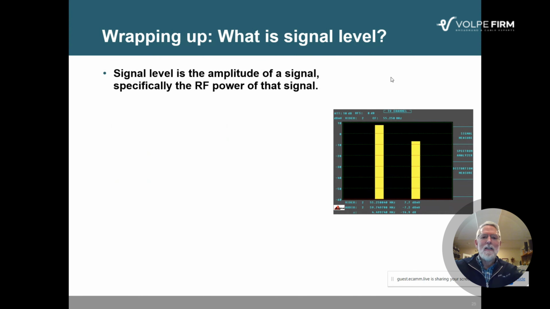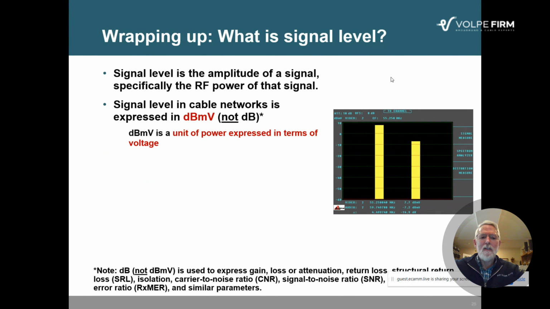So let's wrap up here. What is signal level? Well, it's the amplitude of a signal, but in the world of RF, it's the power of that RF signal. That's what signal level is. Signal level in cable networks is expressed in dBmV, not dB. Remember when we talked about that in our last session on the fundamentals of the decibel?